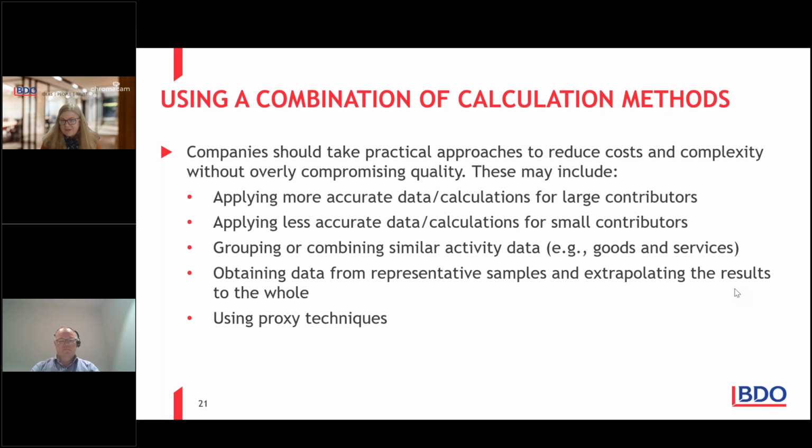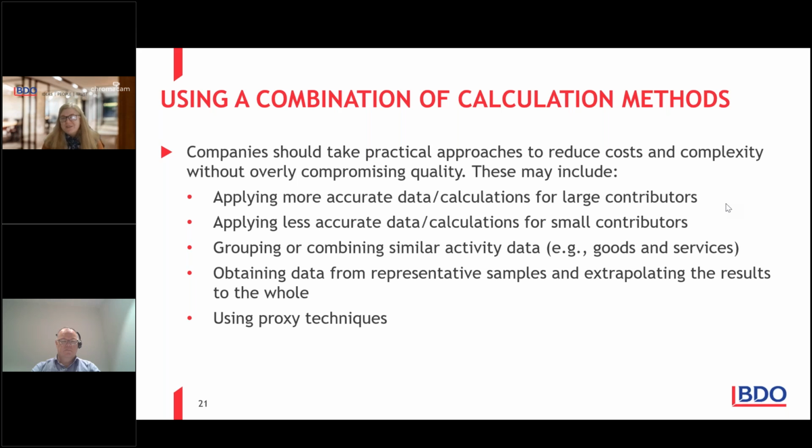And the examples that they give us of things that we might do is you would apply more accurate data and more accurate calculations for large contributors, and less accurate data and less accurate calculations for smaller contributions. And then also, you can group or combine similar activity data. You can obtain data from representative samples and extrapolate the results to the whole. And you can use proxy techniques. So these are things that sometimes are a bit confronting. Are we still getting an accurate number if we do all these things? But the standard specifically allows it. And it's about documenting it, and it's disclosing it, what you've done.